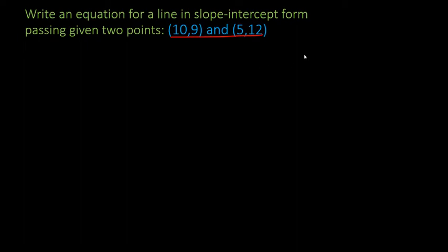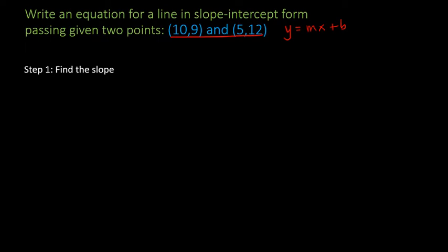So our goal then is eventually we get to a point where we have an equation that looks like this, but is specific to these points. So what's the equation of this line that passes through these points in that format? So step 1, we're going to find the slope.